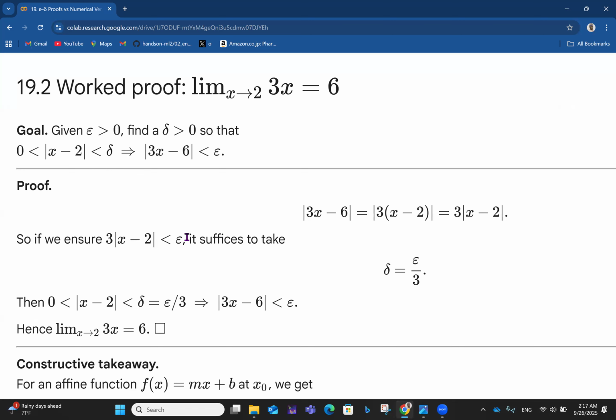Epsilon over 3. So in essence, we can say that delta is epsilon over 3, simply. Then we can say 0 is less than absolute value of x minus 2 less than delta, which is equal to epsilon over 3. And that implies that absolute value of 3x minus 6 is less than epsilon. Hence, the limit of 3x as x approaches 2 is equal to 6 indeed. So it is not enough to know that the limit is 6, but we use the epsilon delta construct to establish that really it does exist.